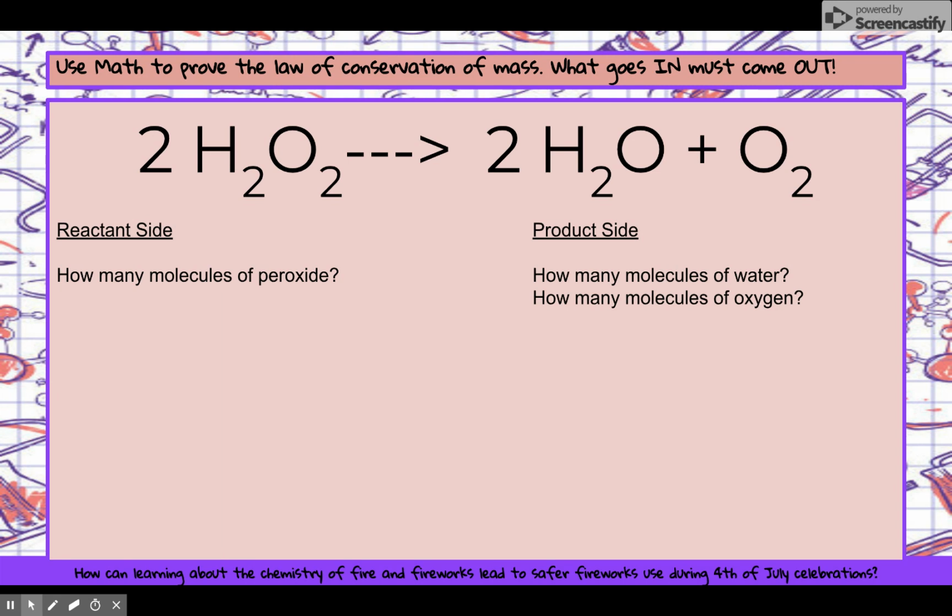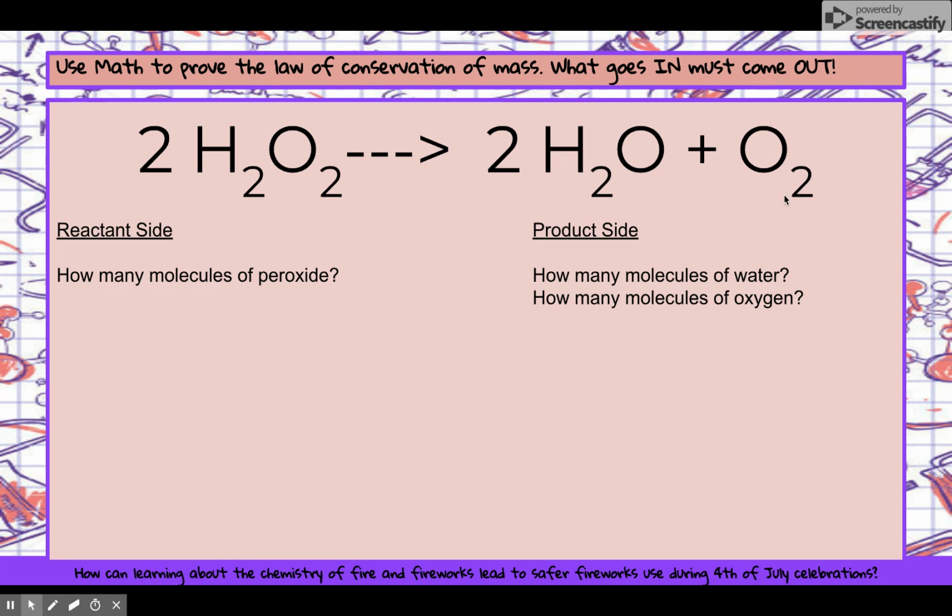So remember, the number of molecules is going to be the coefficient out front. So how many molecules of peroxide do we have? H2O2 is peroxide. The coefficient of 2 out front tells me I have 2 molecules of peroxide. How many molecules of water do I have? H2O is water. The number out front, 2, tells me I have 2 molecules of water.